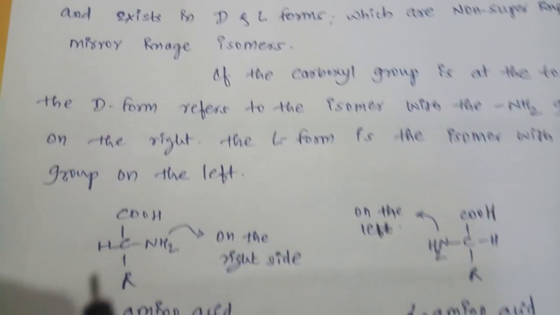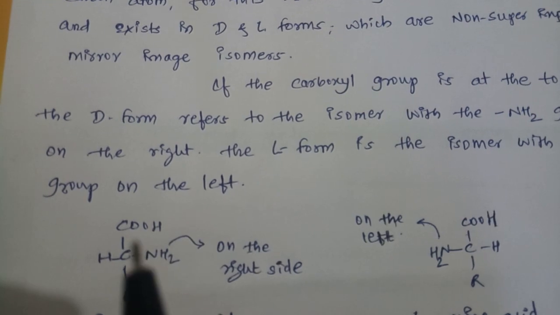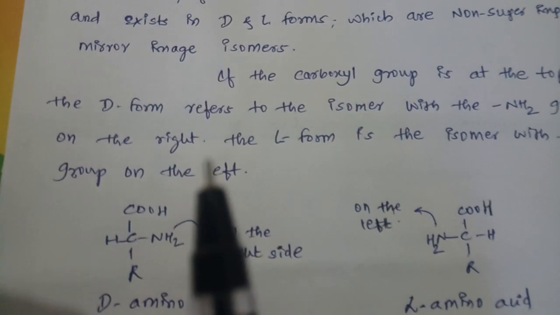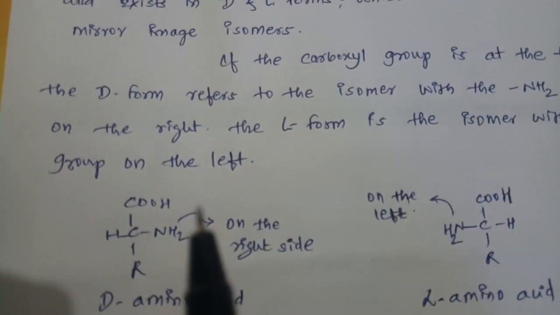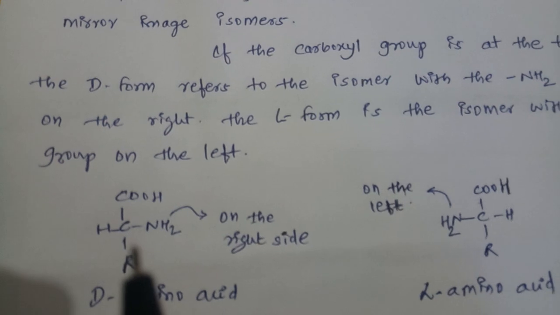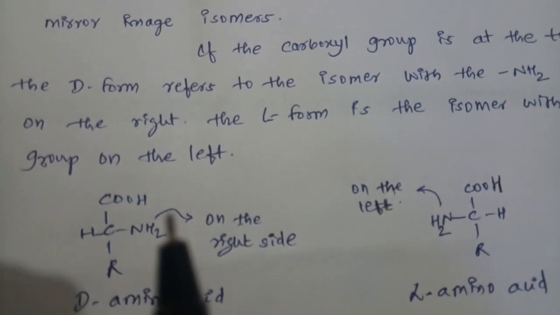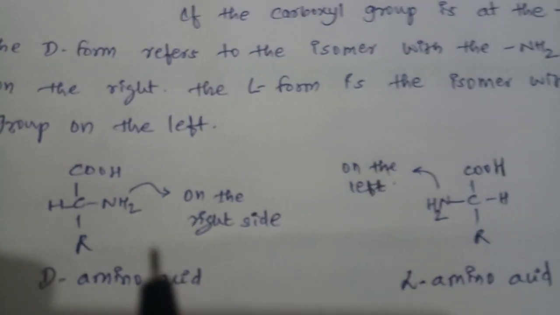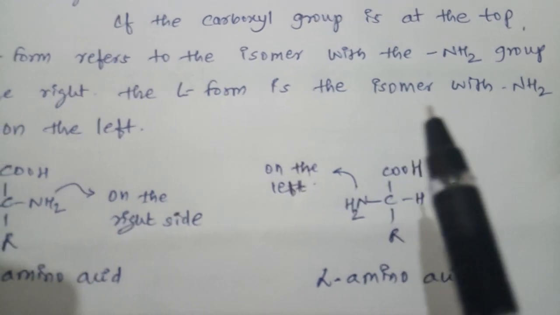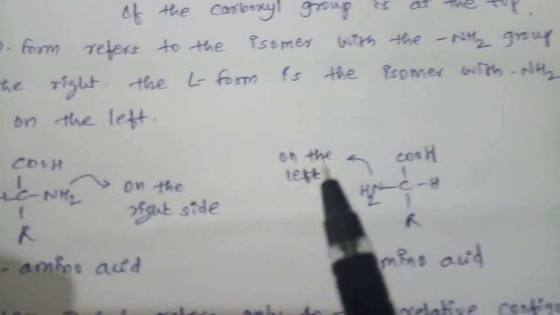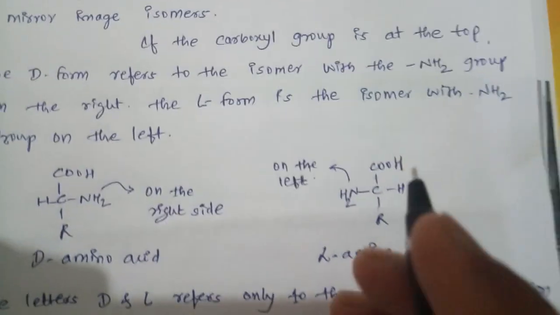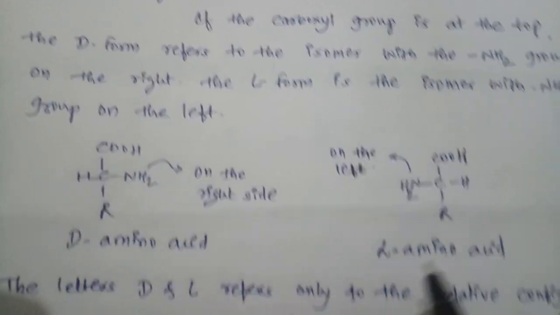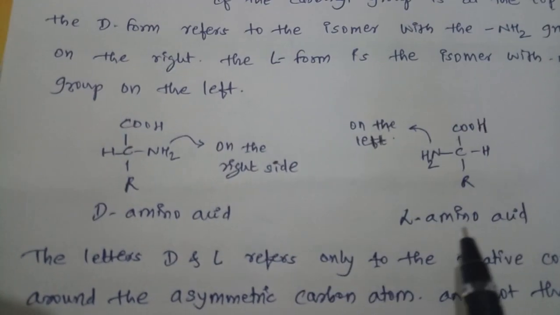Now here, if we keep the carboxyl group at the top, the D form refers to the isomer with the NH2 group at the right. When we keep this COOH group at the top of this carbon atom, and the NH2 group on the right side, then we can say it is a D amino acid. The L form is the isomer with the NH2 group on the left. When we keep the COOH on the top and the NH2 group on the left side, then we can say this is the L amino acid.